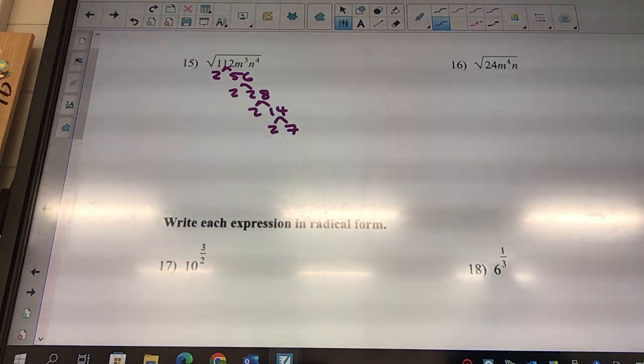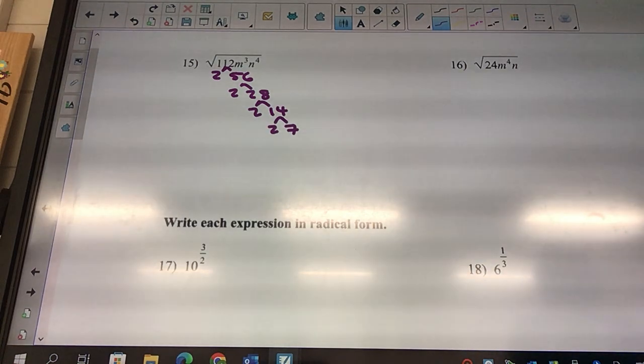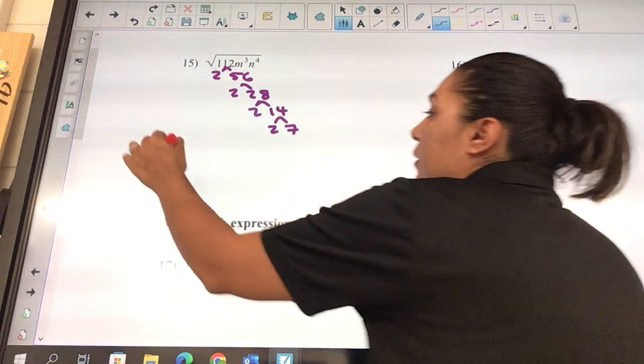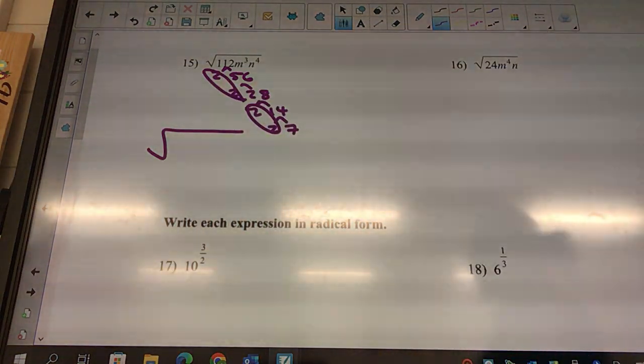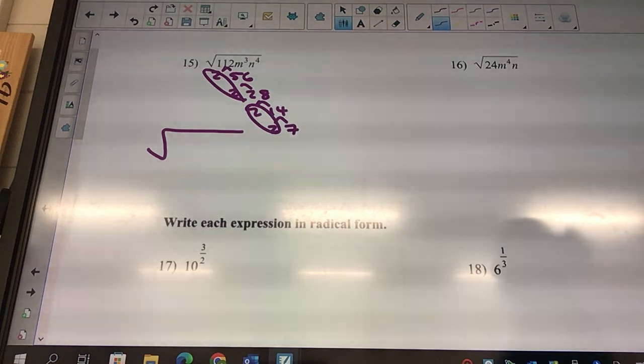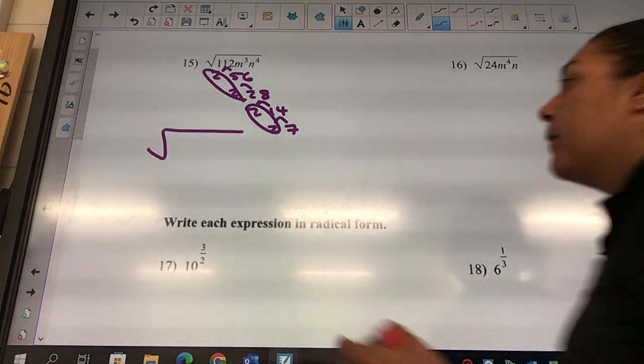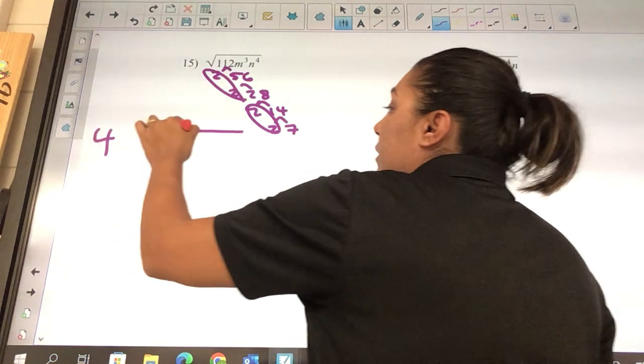We are pulling in groups of what? 2. So how many can go? 2 groups of 2. So what number is going to be on the outside? 2 and 2, which is 4. Who cannot go? 7.